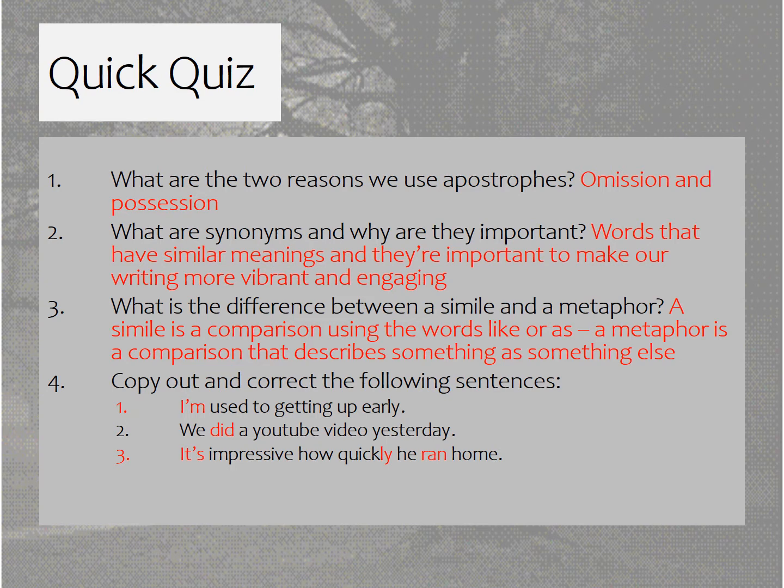Number 3, lots of mistakes in here. Number 3, it's impressive how quickly he ran home. So we were missing an apostrophe. Quick should have been quickly. Run should have been ran. And you should have had a full stop at the end of home as well. Okay? Hopefully you got some of those right. Don't worry if you didn't. Copy down the right answers if you got them wrong. Okay.